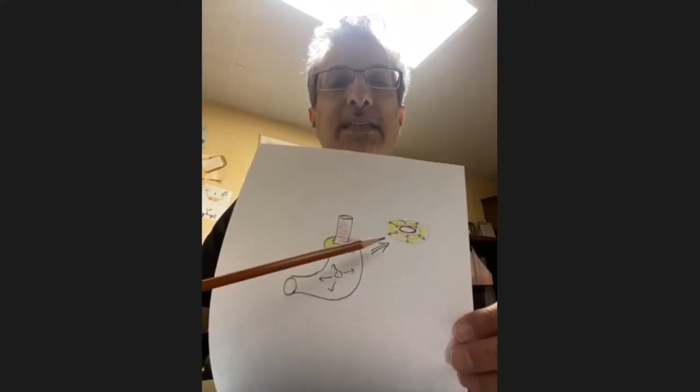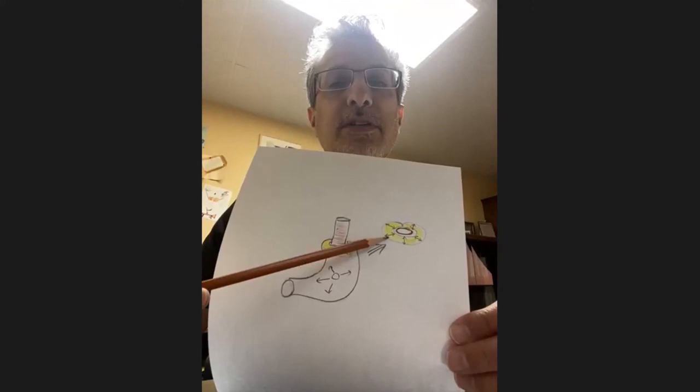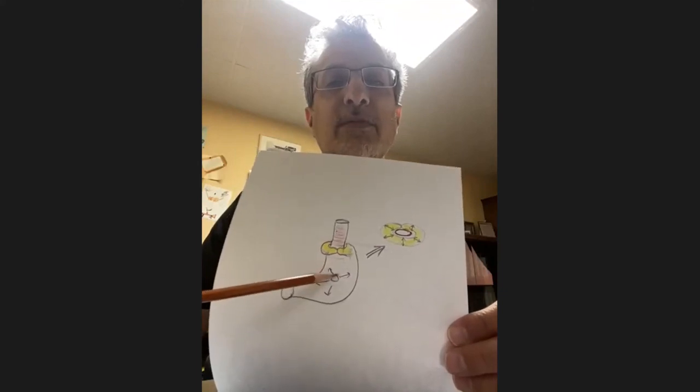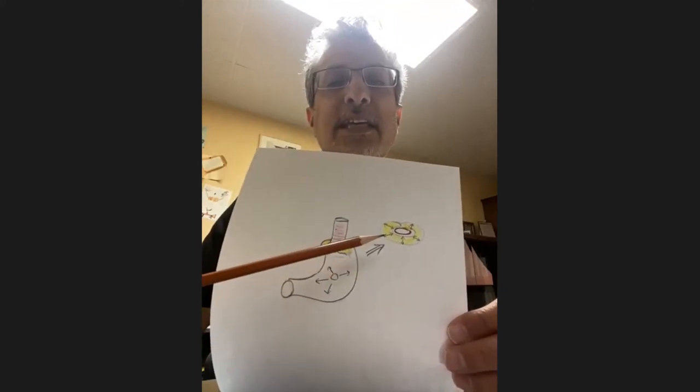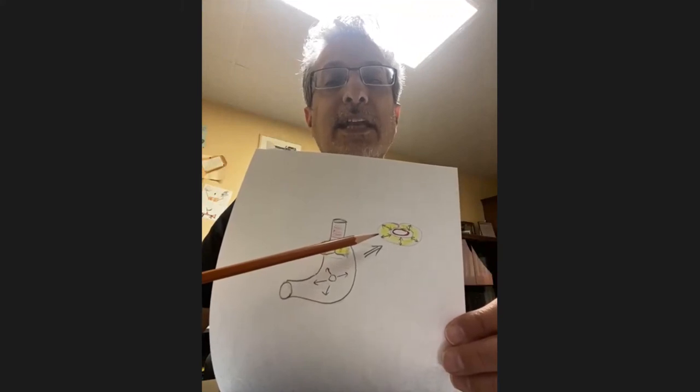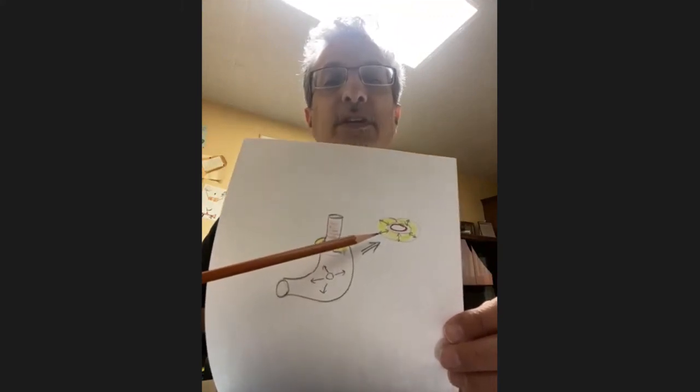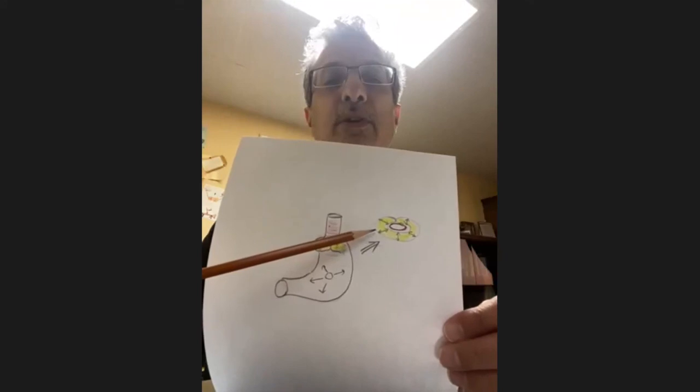You want to see something like this. This is the way it works. When there is food here, the pressure will increase in the stomach. The same thing is going to happen here. I explained it earlier, like the use of the sphygmomanometer on your arm when you measure your blood pressure.